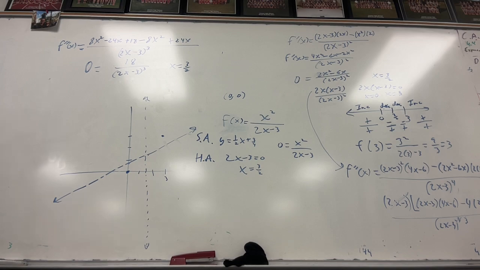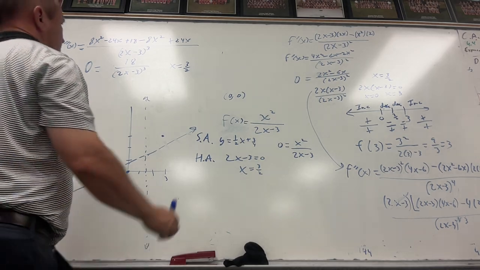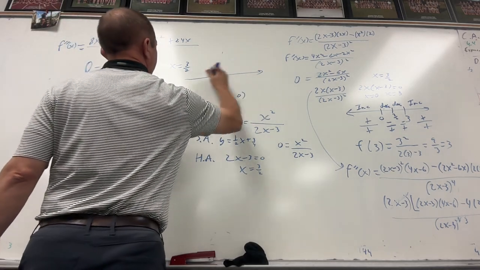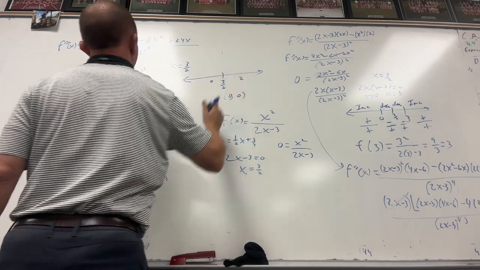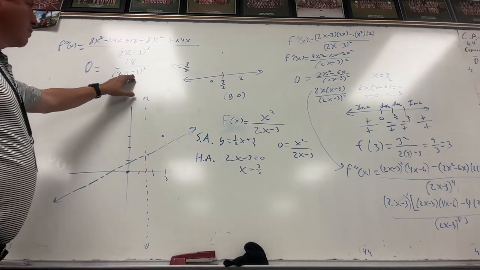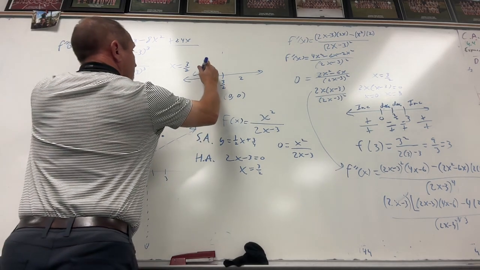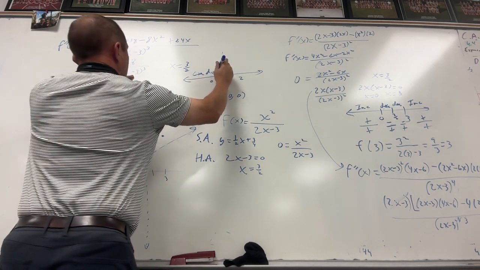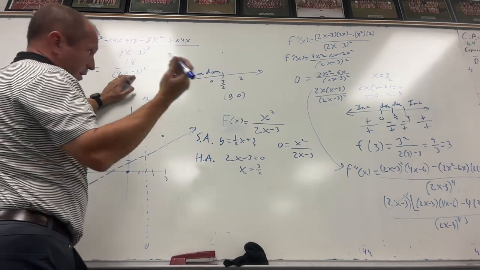All right, so let's see, on the number line we have 3 halves, so we pick 0 and 2. At 0, a negative value cubed is negative, so we're concave down. And a number greater than it, like 4, is positive, so concave up.